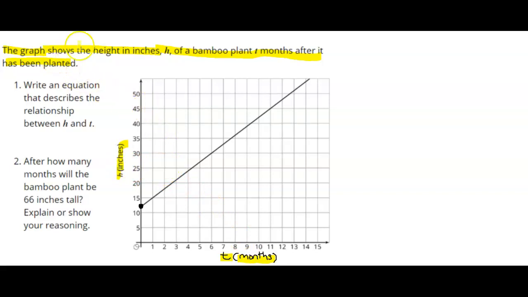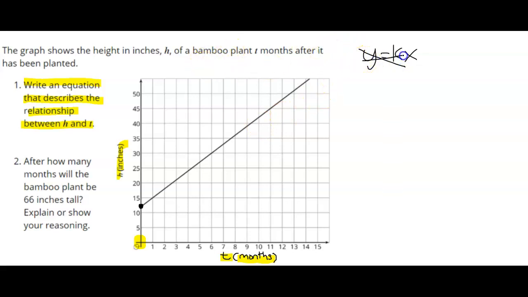All right, so the first thing, let me erase this and focus my attention on the first question or challenge here. It says write an equation that describes the relationship between H and T, between the height and the time in months that go by. So the first thing I notice is that this line doesn't start at the point of origin. So if it doesn't start at the point of origin, that lets me know which equation I can't use. I can't use the constant of proportionality equation. It's not a proportional relationship.